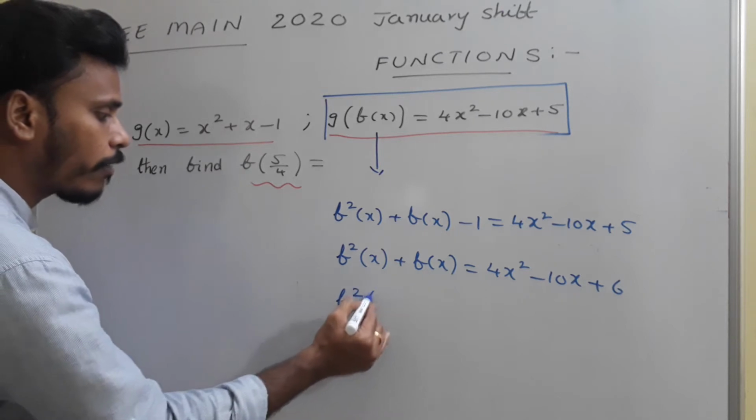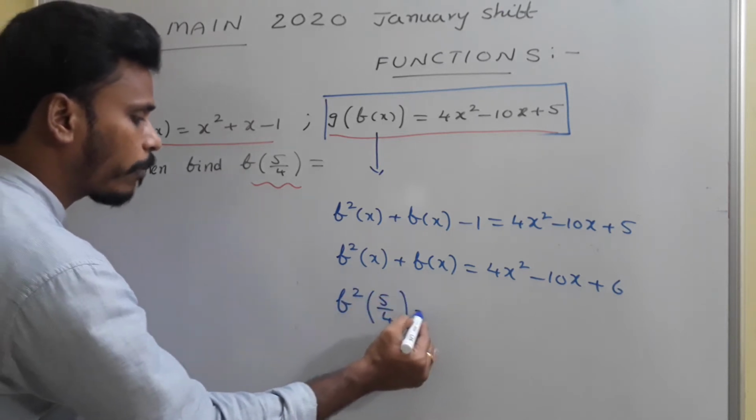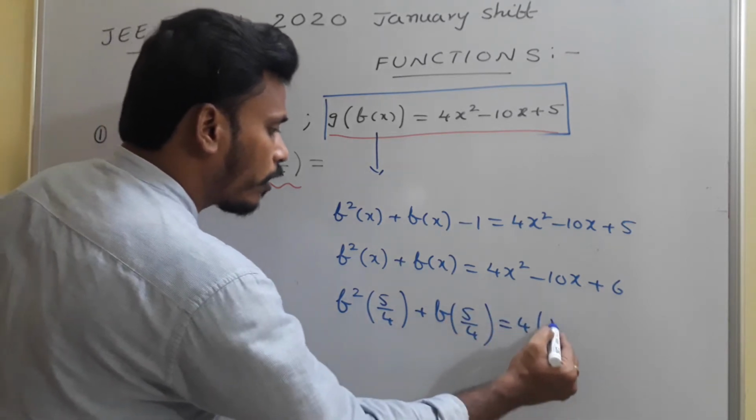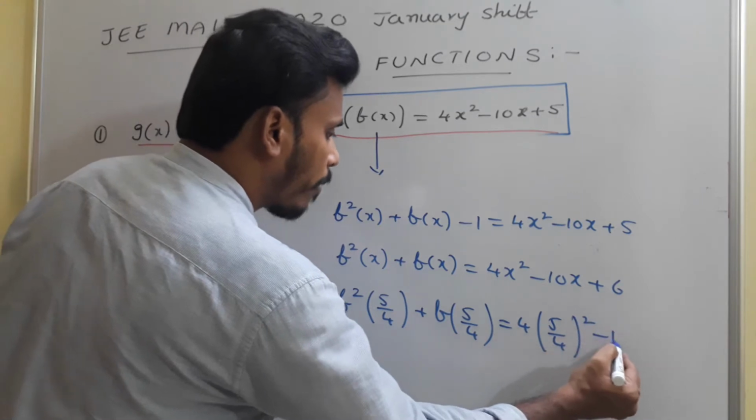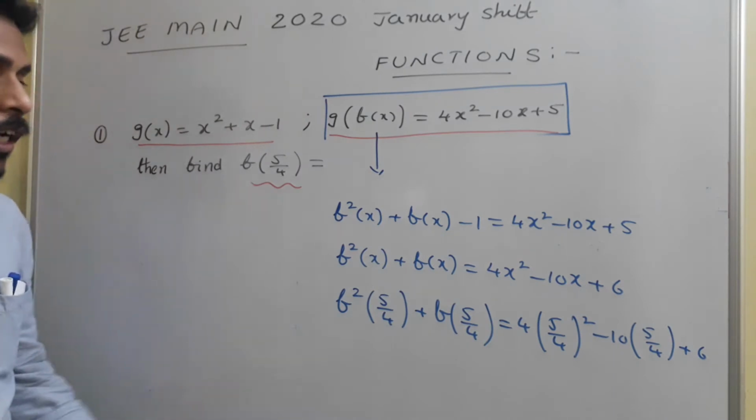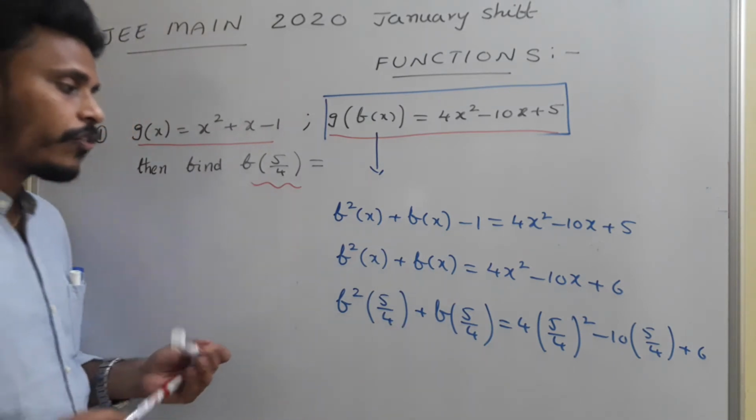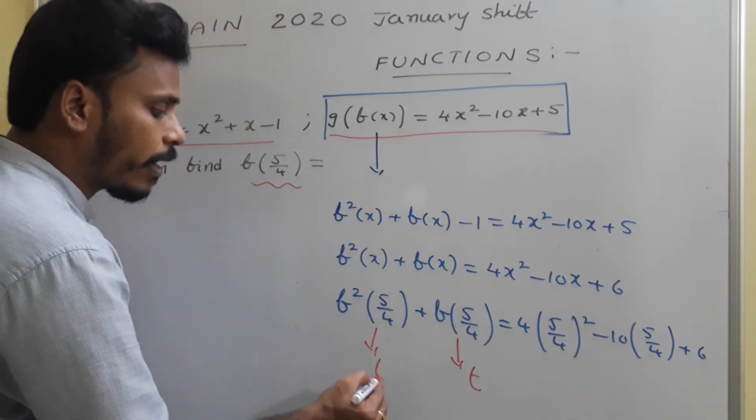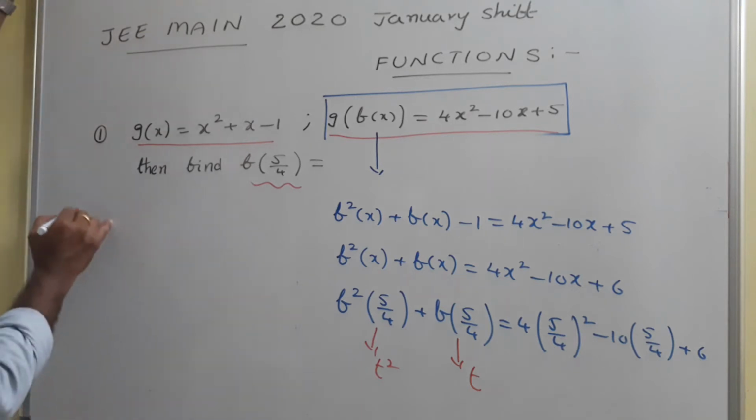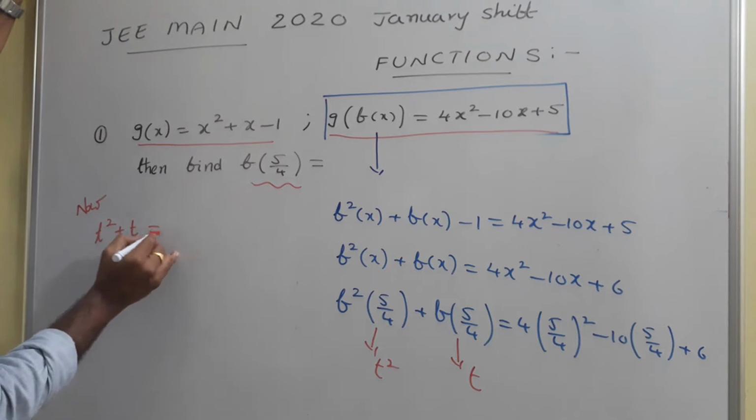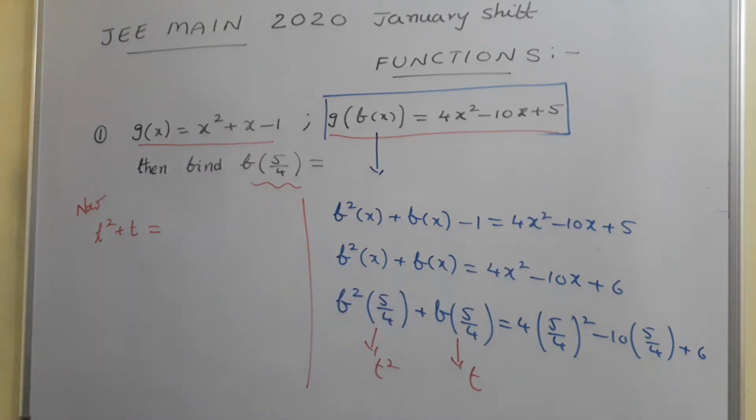So now if you take 5 by 4 in the place of x, f square of 5 by 4 plus f of 5 by 4 is equal to 4 into 5 by 4 whole square minus 10 into 5 by 4 plus 6. Since we need to calculate f of 5 by 4, treat that f of 5 by 4 as t. If you take it as t, then it will become like t square, right? Now when you take it as t square, t square plus t is equal to, we need to simplify that part. 4 into 5 by 4 whole square and everything we need to simplify.